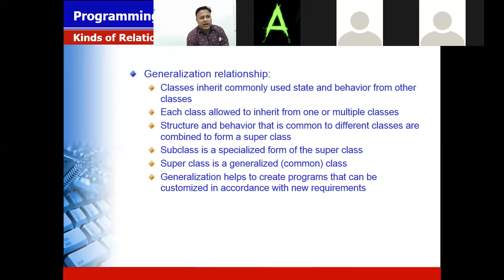Each class is allowed to inherit from multiple classes. So every class inherits from multiple classes. Structure and behavior that is common to different classes are combined to form a superclass. Superclass means it shares the common structure and functionality. A subclass is a specialized form of a superclass. A superclass is called a generalized class. Generalization helps to create a program that can be customized in accordance with new requirements.